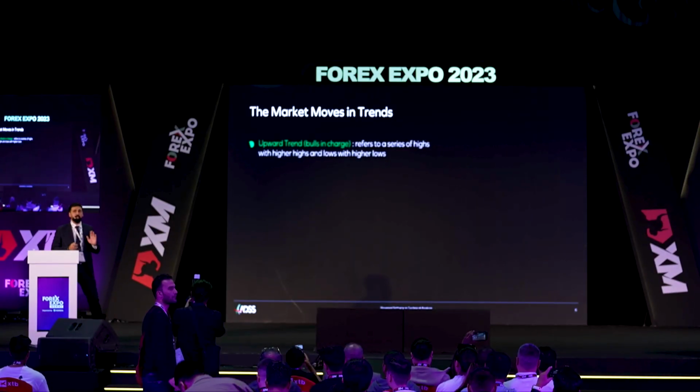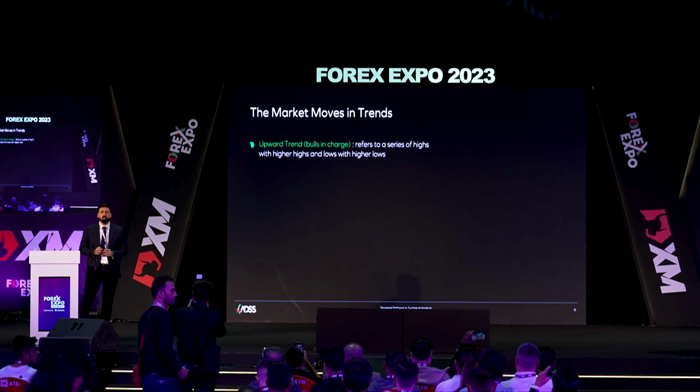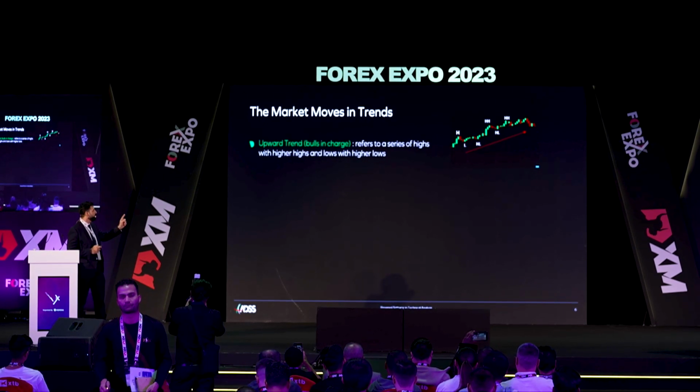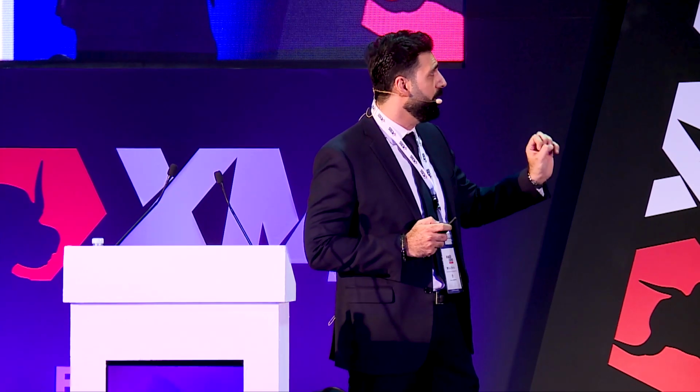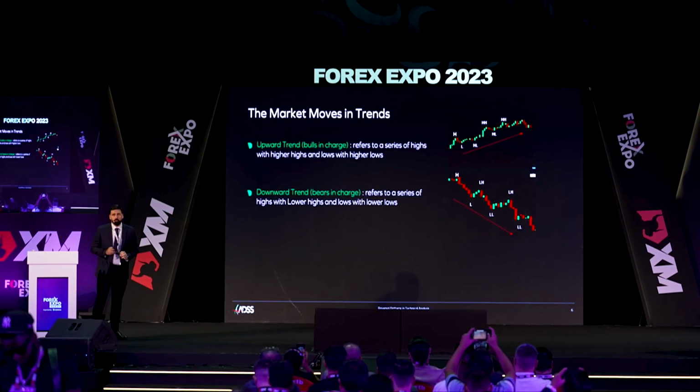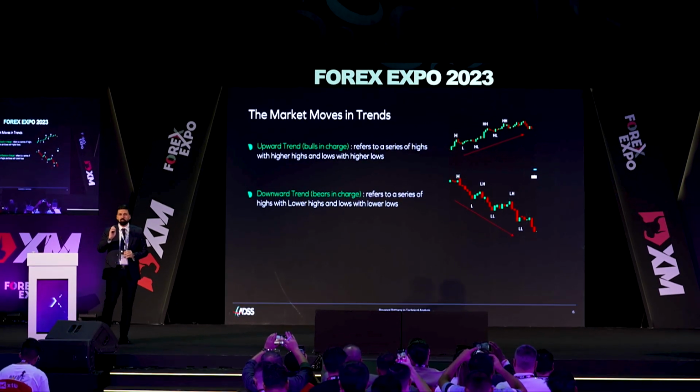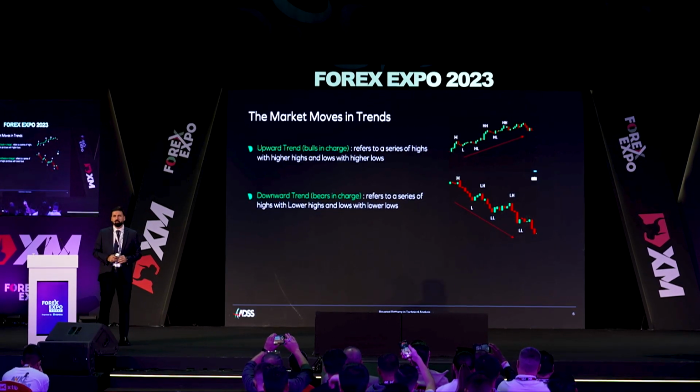All right? So what are these trends? The uptrend is a series of highs with higher highs and lows with higher lows, i.e., the bulls were in charge to push the price upward. And we have also the downtrend. The downtrend is a series of lower highs and lower lows. So in that case, the bears were in charge and were successful to push the price lower.